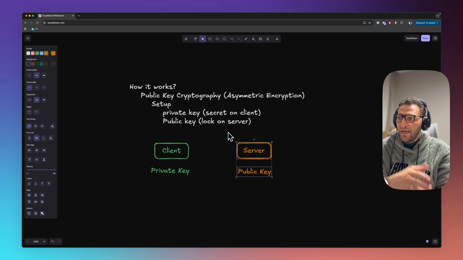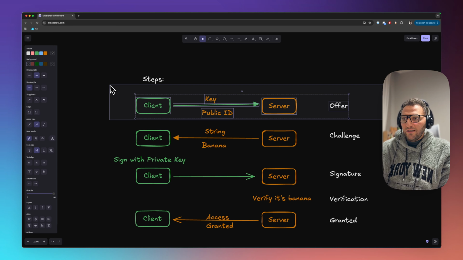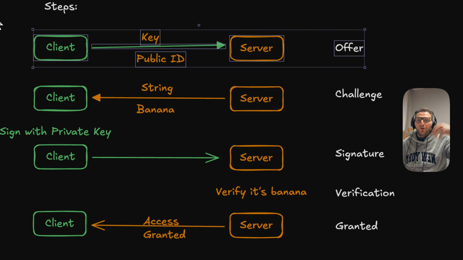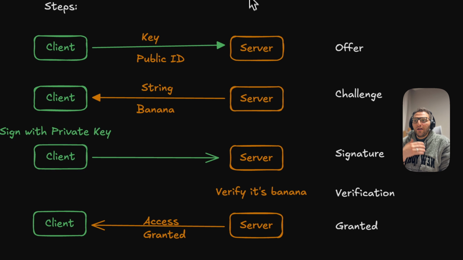So how does that work? The first step is that we talk to the server and we say, hey, dude, we have this key. I have the private key associated with this public key. Do you accept this public key? So we are offering a connection to the server.